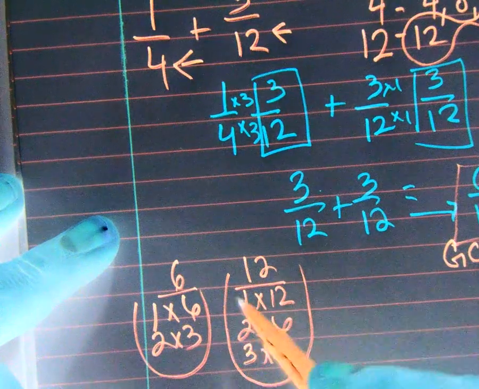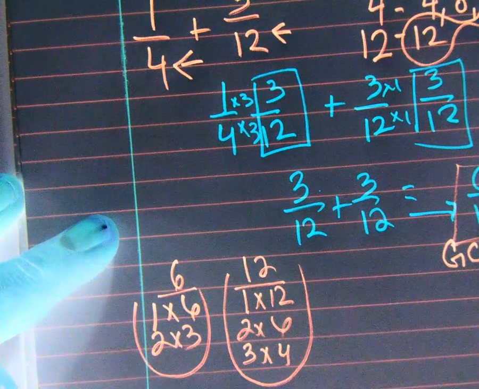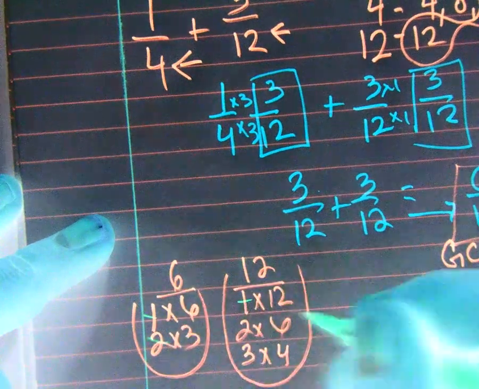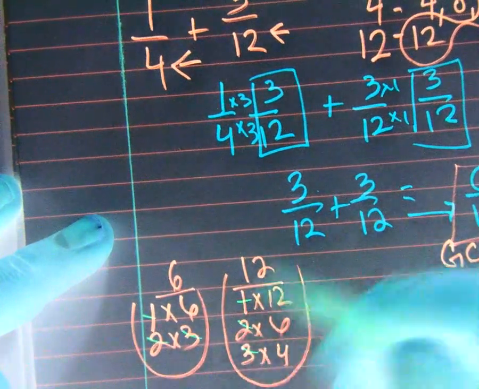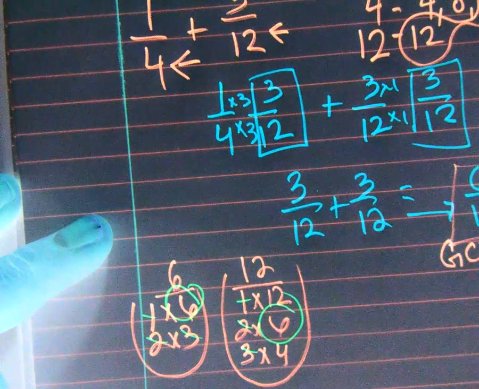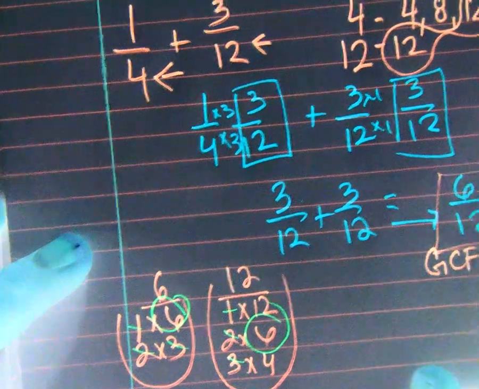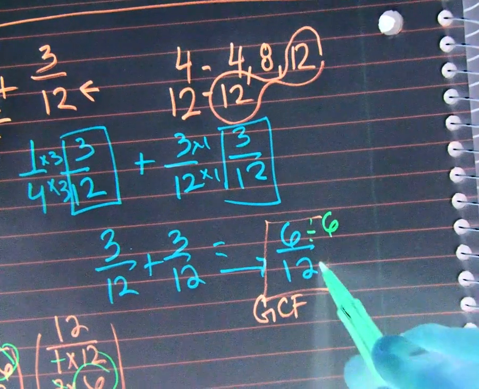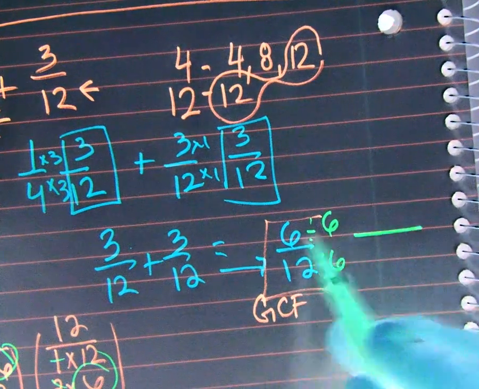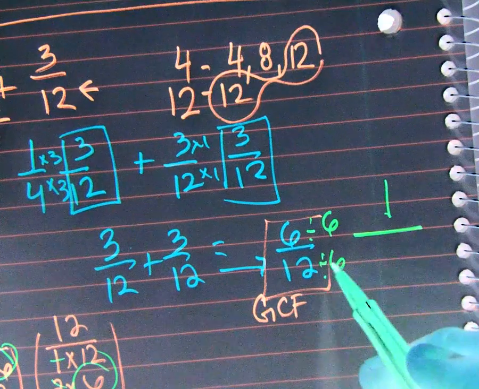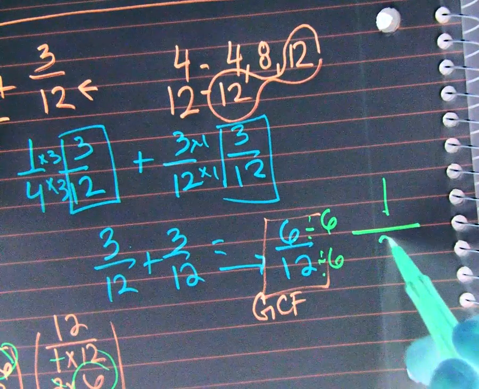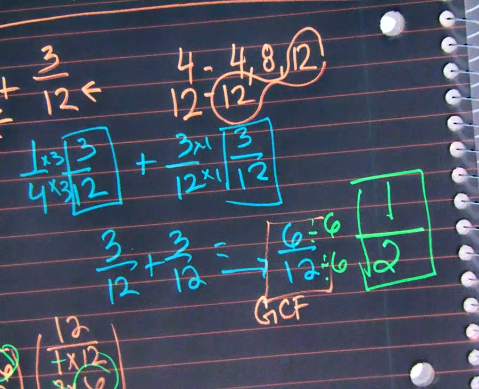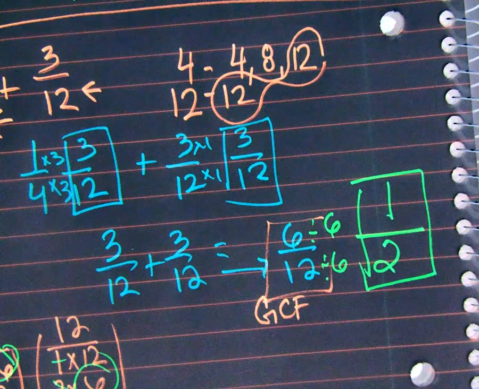So now I'm comparing all these factors together to look for the greatest common factor, the biggest one they have in common. Yeah, they have a 1 in common, and they have a 2 in common. They even have a 3 in common. But the biggest one is 6. So that means I should be able to come over to my fraction, divide the top by 6, divide the bottom by 6. 6 divided by 6 is 1. 12 divided by 6 is 2. So now I have my reduced fraction. 1/12. Oh, sorry, 1/2.